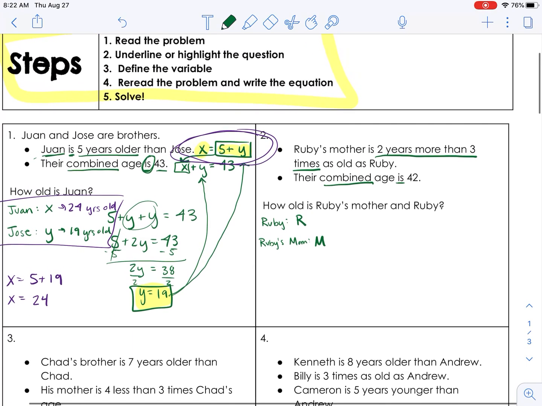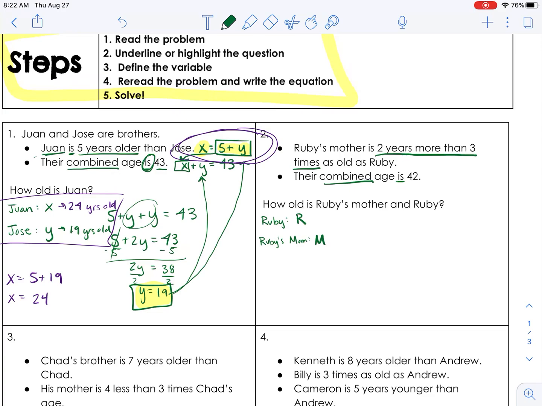Ruby's mother, so it says her mother is, so we're saying mother is M, and then is means equal, 2 years more, so we're going to add 2 to whatever this is, then 3 times as old as Ruby. So we're going to multiply 3 times Ruby.